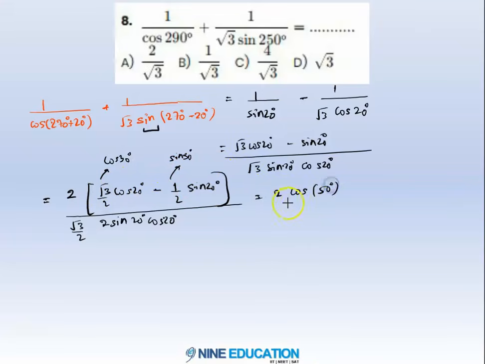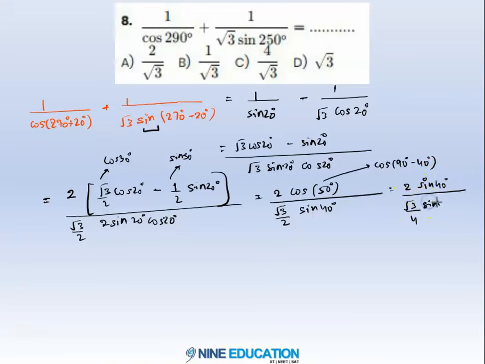So it will become cos 50 degree, and this will become root 3 by 2 sin 40 degree, because 2 sin theta cos theta is sin 2 theta. And cos 50 can be written as sin 50 by writing cos 50 as cos of 90 minus 40. I can express it as 2 into sin 40 degree. Okay, so this will give me root 3 by 4 sin 40. Sin 40, sin 40 cancel. This is root 3 by 2 basically. So this 2 will go in the numerator. So this is 4 by root 3. Option C is correct.